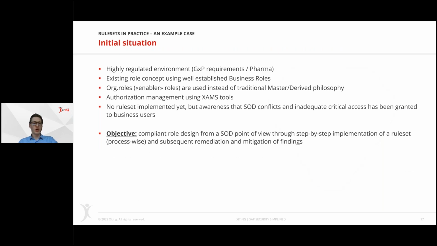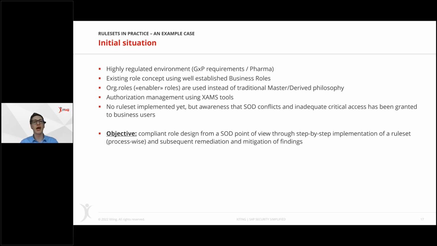All right, so we don't have much time left, so let me talk about an example from one of our clients from last year. We are talking about a pharma client facing GXP requirements, and they already had a role concept in place with well-established business roles. What was a bit of a challenge is the type of role concept that they were using.